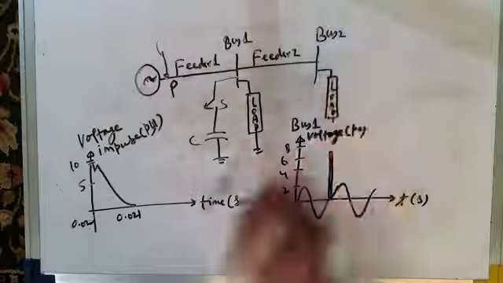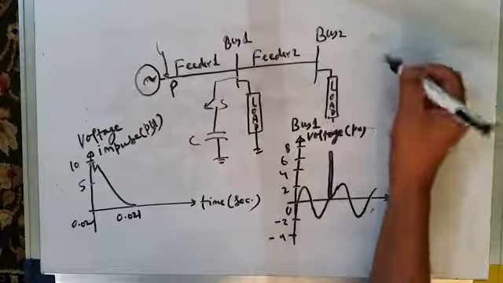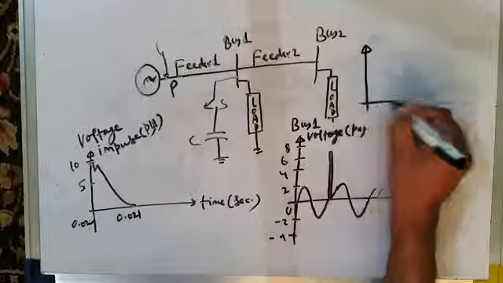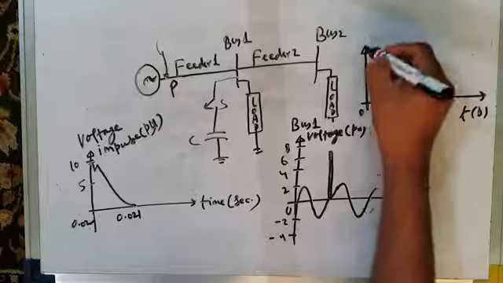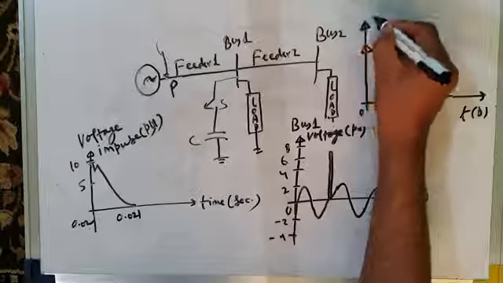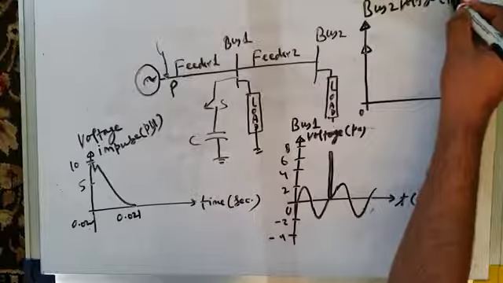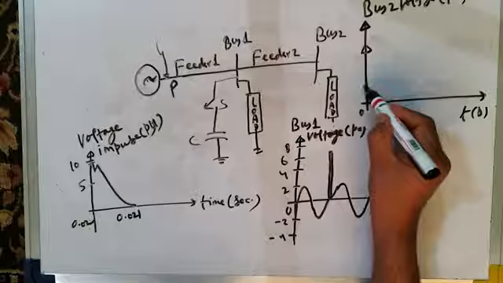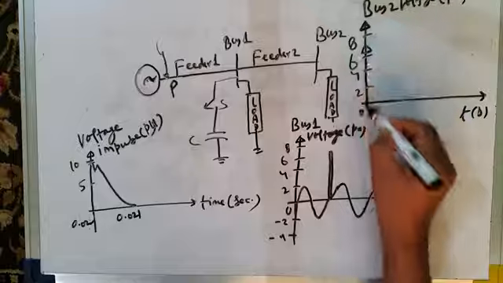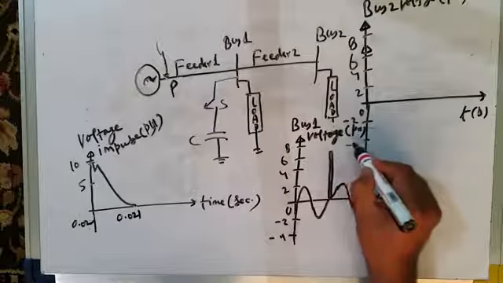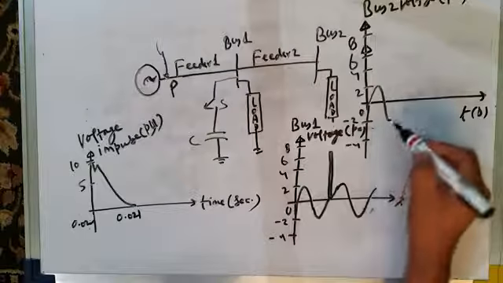Bus 2 voltage will also see a transient, but it will see a transient which is less than this transient. Let me draw bus 2 voltage here. Time axis is again in seconds, that is x-axis, and y-axis is bus 2 voltage, which is also in per unit. Now this is 2 per unit, this is 4 per unit, this is 6 per unit, this is 8 per unit. Similarly, -2, -4. The steady state value of bus voltage is 2 per unit, as in this case.